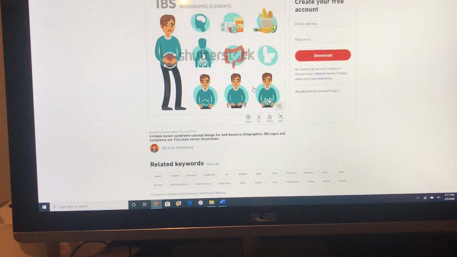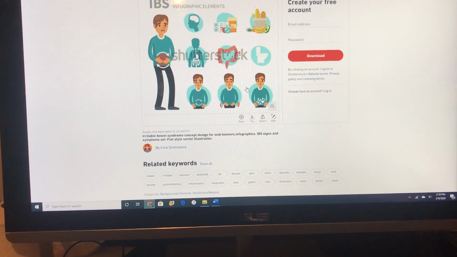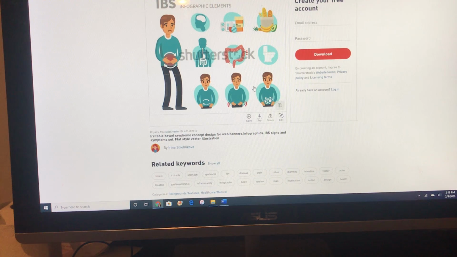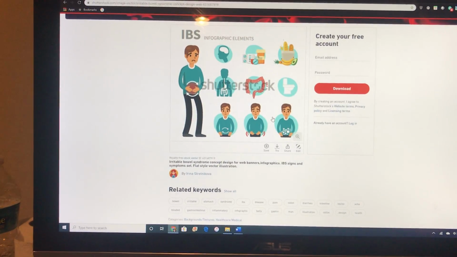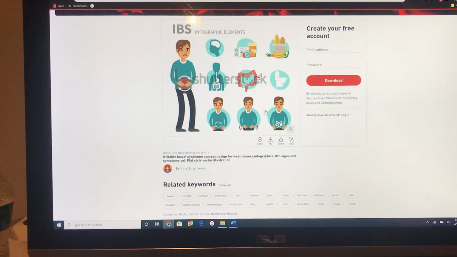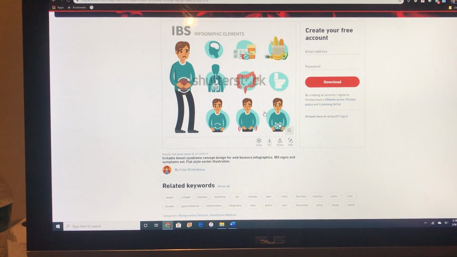IBS can be a very irritating disease which can affect the emotional state of the patient. It is important for the nurse to assess for the emotional needs of the patient and maybe educate the patient to join a support group that will help to reduce the stress caused by IBS.